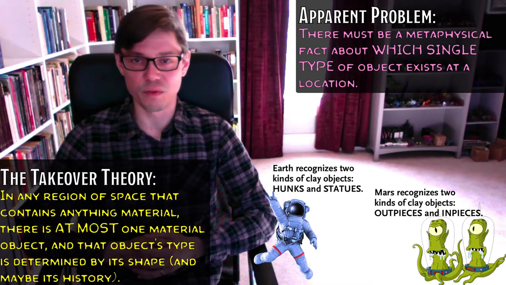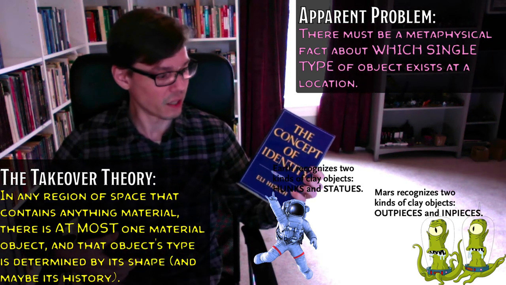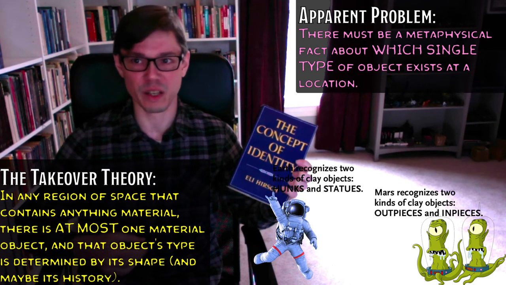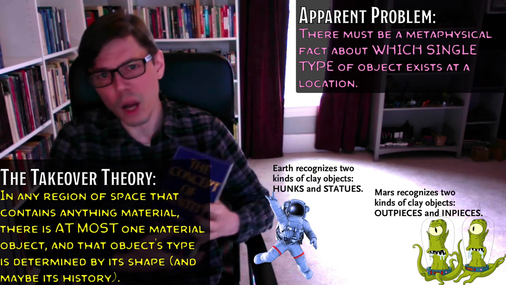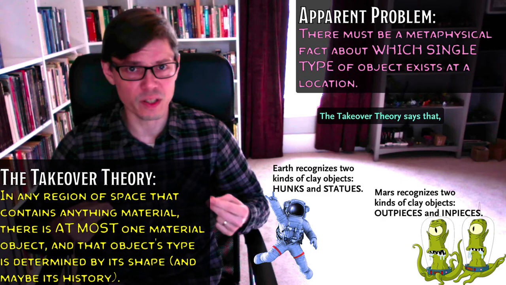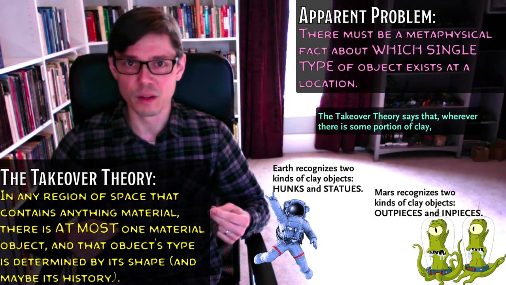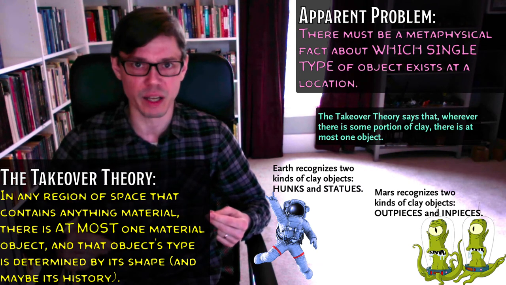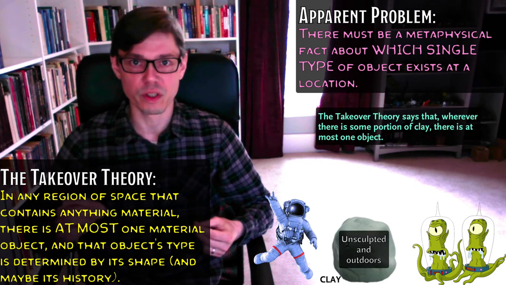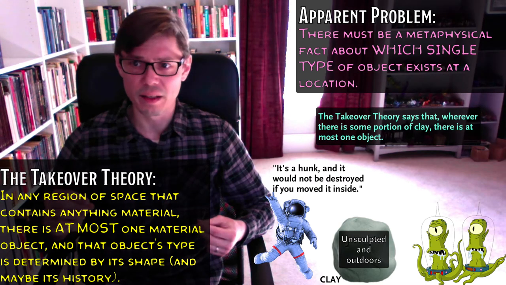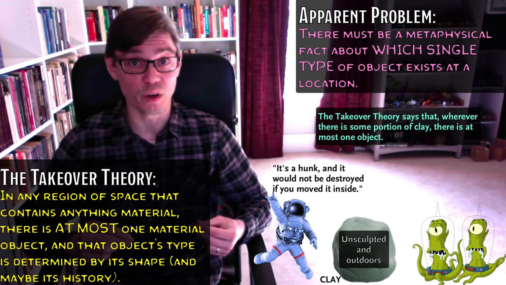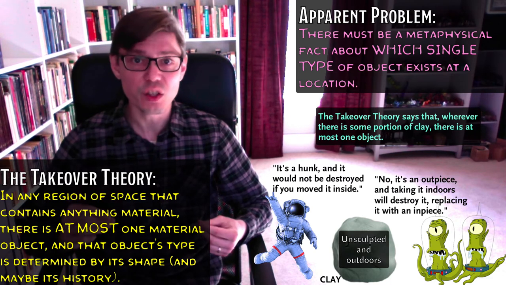Now, as he mentions, Ted Sider gets this fun example from Eli Hirsch, who brought up this sort of thing in the concept of identity. He talks about in cars and out cars. Around the house, we joke about in dogs and out dogs, actually, when we let the dog out. But the problem emerges when we consider what it would mean to be a takeover theorist here. The takeover theorist says that wherever there's some portion of clay, there's at most one object, one kind of object. So imagine we've got the bit of clay, and it's unsculpted, and it's also outdoors. The Earthling takeover theorist will say that it's a hunk, and it will survive being brought indoors and then back outdoors. The Martian takeover theorist will say that it's an outpiece, and it will not survive being brought indoors.